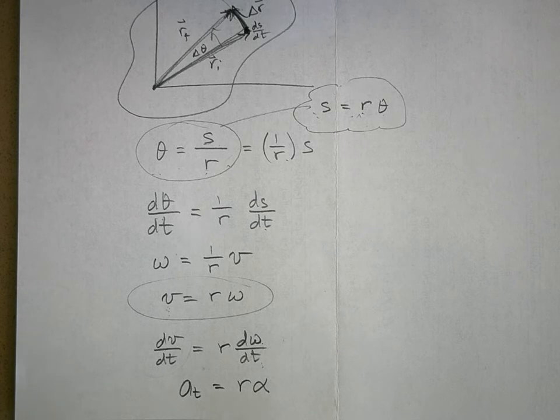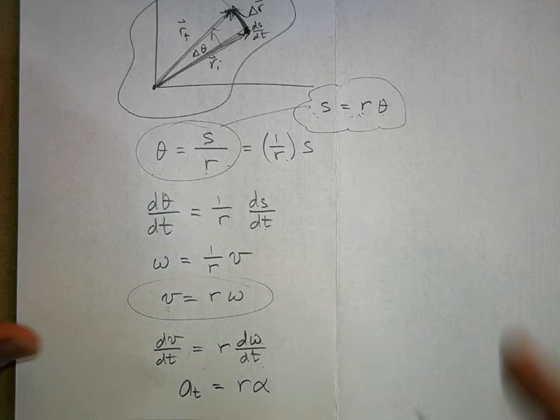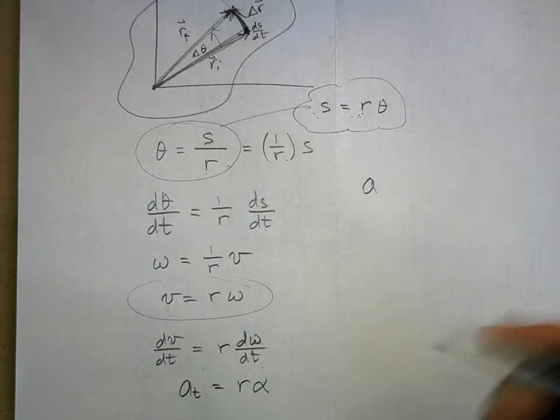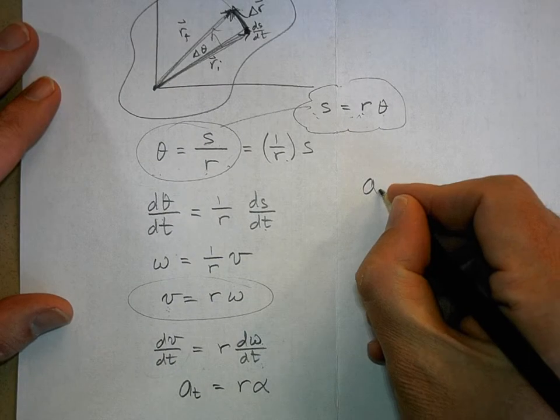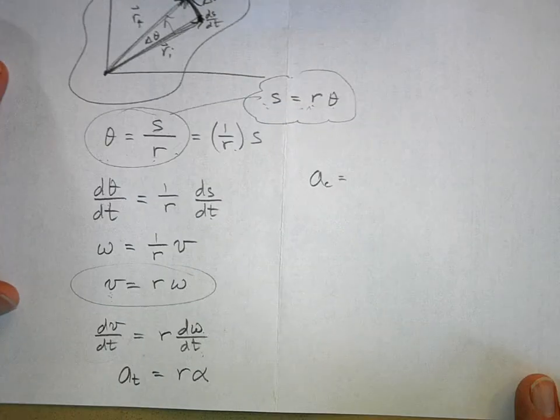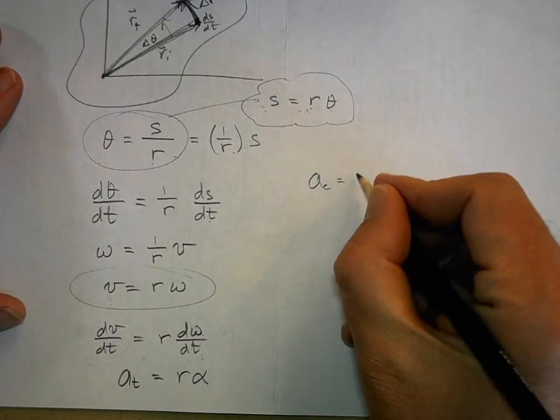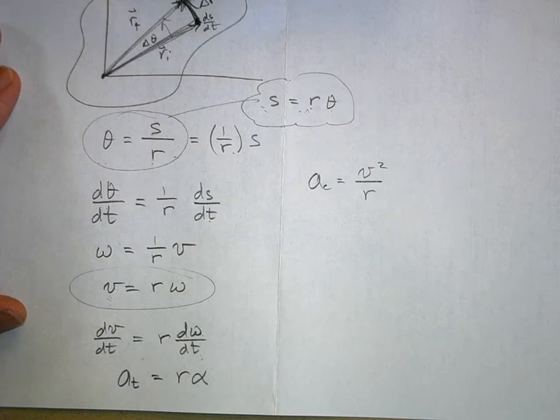Now, what about centripetal acceleration? What's the equation for centripetal or radial acceleration? A sub c equals what? Yeah, the speed squared over r.